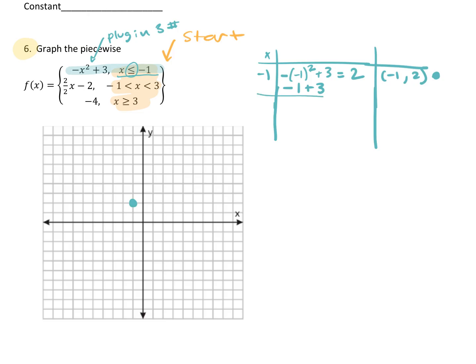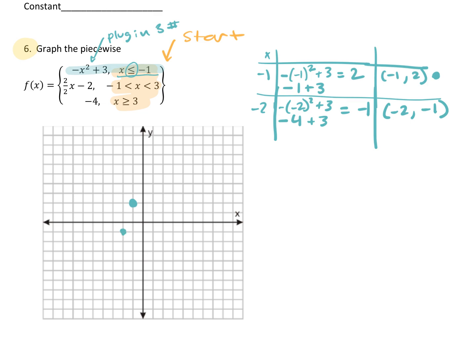Sure, -2. So I have -2 squared plus 3. Be careful, we have to square the -2 first. When we square it, it becomes +4. But then that negative out front turns it into -4. So -4 plus 3 would be what? -1. So I plugged in -2 and got -1. So I'm going to go to the left to -2 and down to -1.